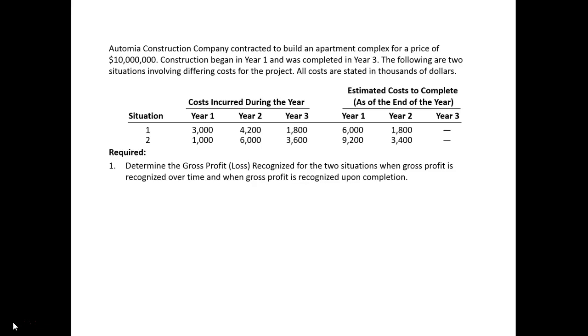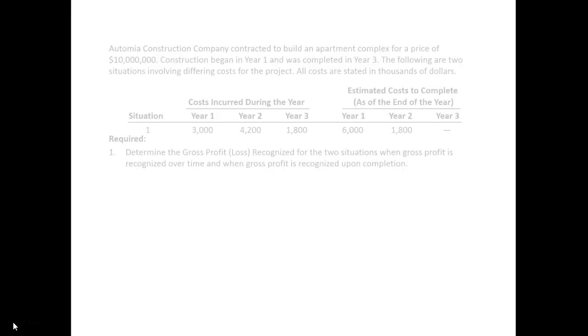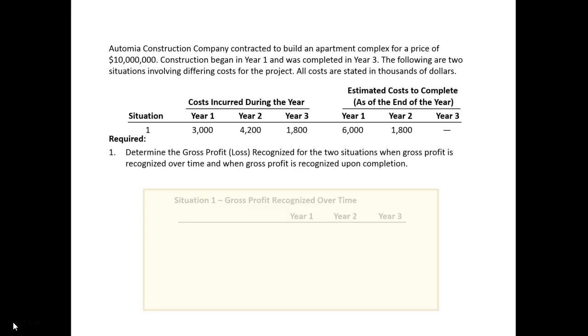Determine the gross profit or loss recognized for the 2 situations when gross profit's recognized over time and when gross profit's recognized upon completion.